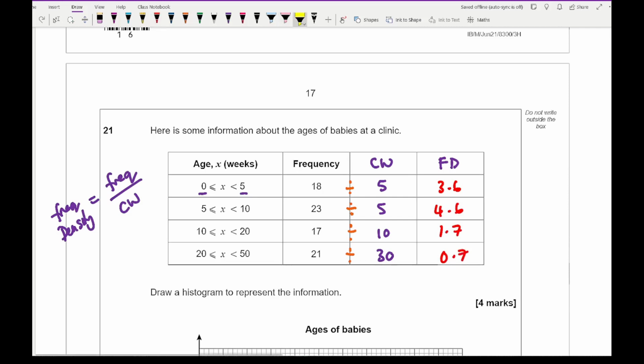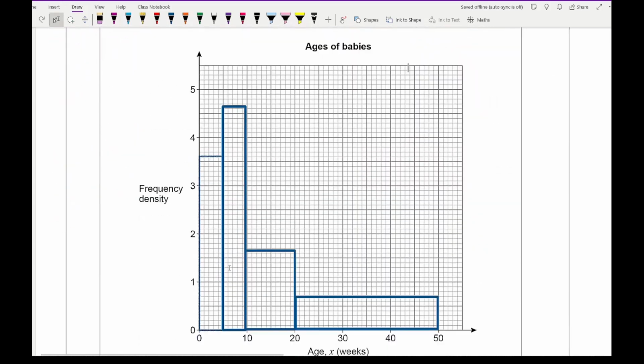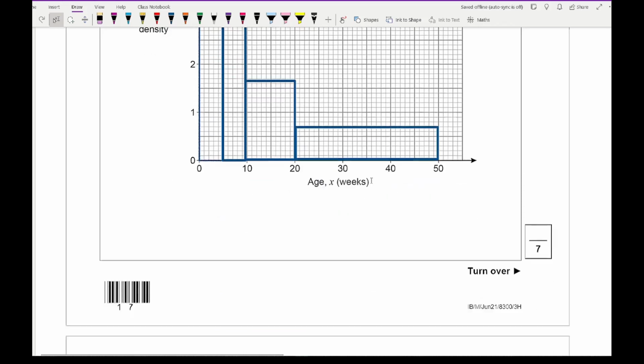Then to draw my histogram, I need to plot the ages going across the x-axis against the frequency density, which is going up the vertical axis. And then I'm just going to plot those against each other, in which I should have something that looks like this. And again, you want to make sure that your columns are neatly done with a ruler, as you can see I've done here this time, and it all matches up with the table and the heights from them as well.